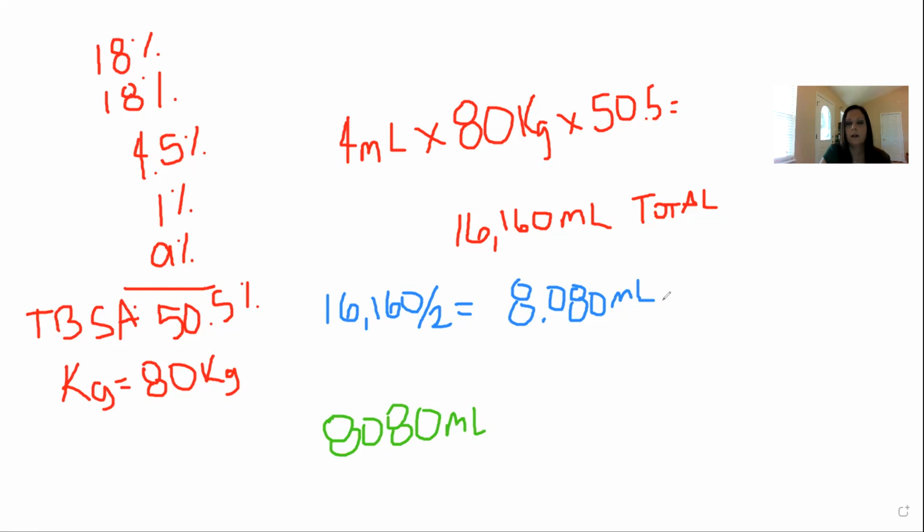So remember, the first half has to be given over 8 hours from the time of injury. Now, in our scenario, the injury occurred at 0500 and they got to our facility at 0700. So that's 2 hours that they didn't have their fluid resuscitation that we're going to have to catch them back up on. So now, instead of 8 hours, we have to give all this volume over 6 hours, right? Because we lost the 2 hours.